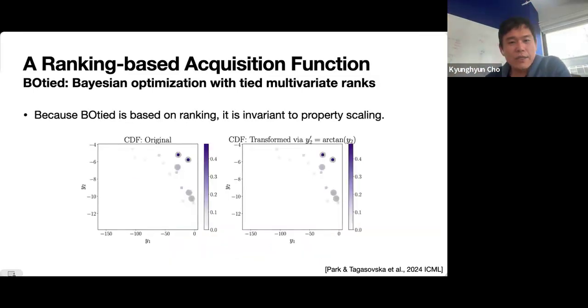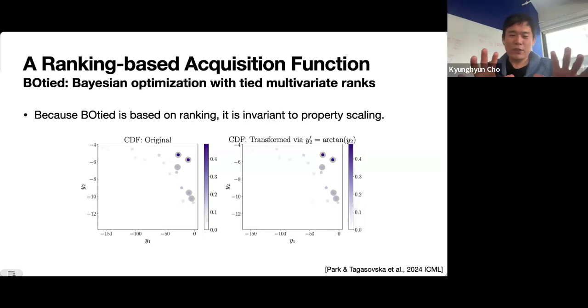And indeed, using this BOTIED, that's what we call it, the Bayesian optimization with tied multivariate rankings, we see that there is no issue of choosing any particular scale for the objective functions. It's all about just ranking.